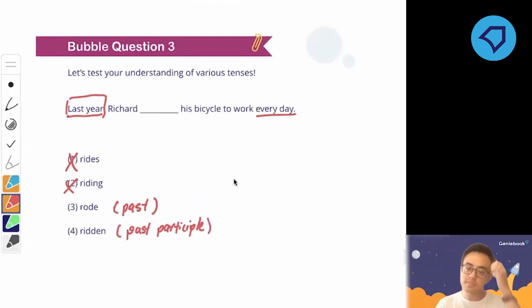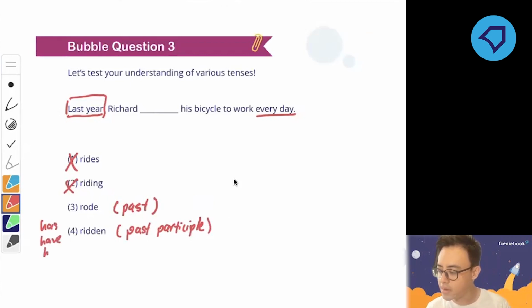So when do you use the past participle? If you have the word has, have, or had. But there's no has, have, had, so we can't use the word ridden. There's no has ridden, have ridden, had ridden.